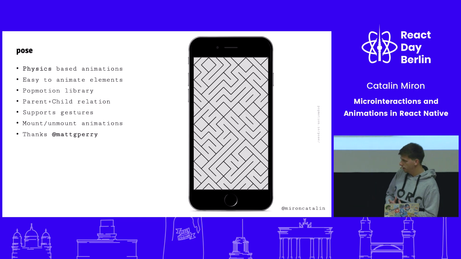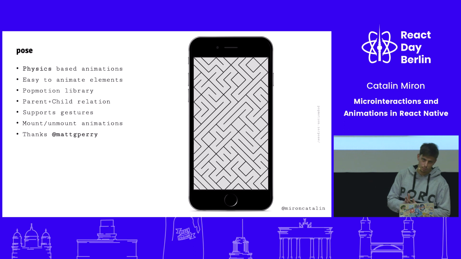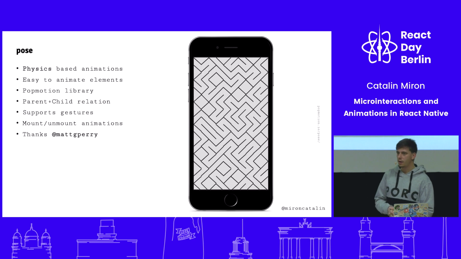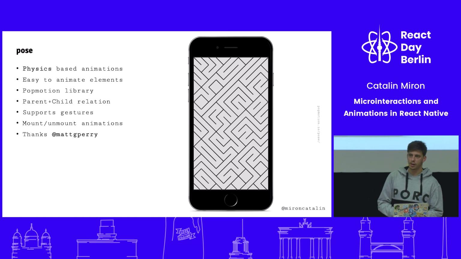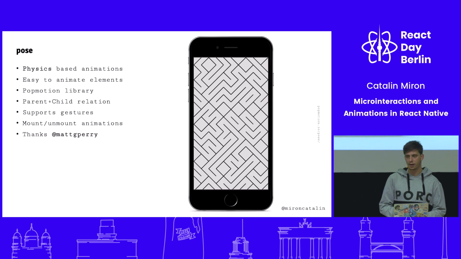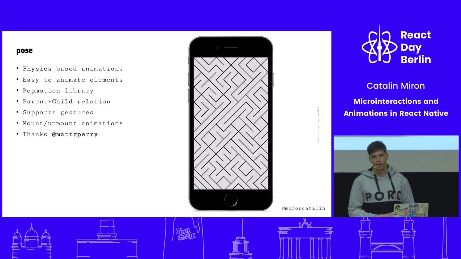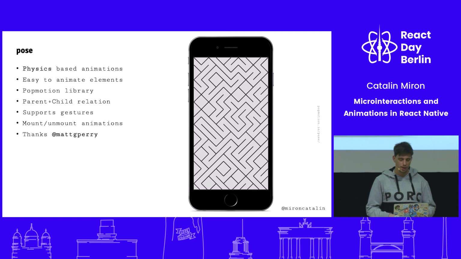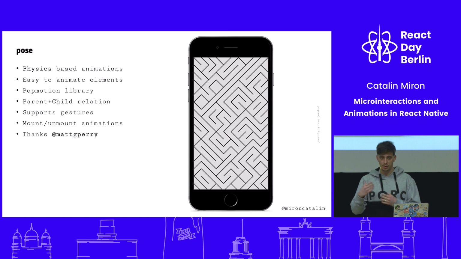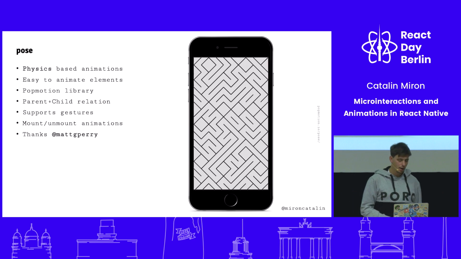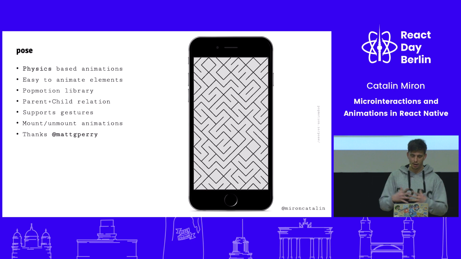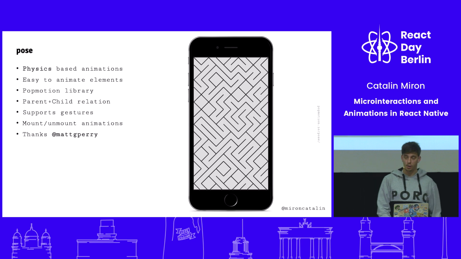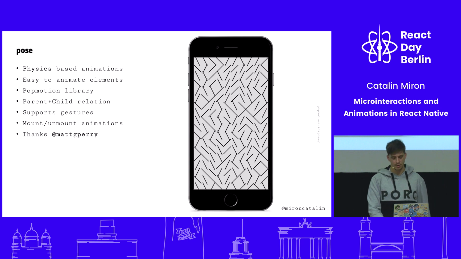Another great library is called Pose. Pose is a physics-based animation library. It's pretty simple to animate elements. It's based on keys. It's also using the same syntax as styled-components, so if you're familiar with styled-components, it's really a step forward to understand this library better. It has parent and child relations, supports gestures, and it also supports unmount and mount transitions.